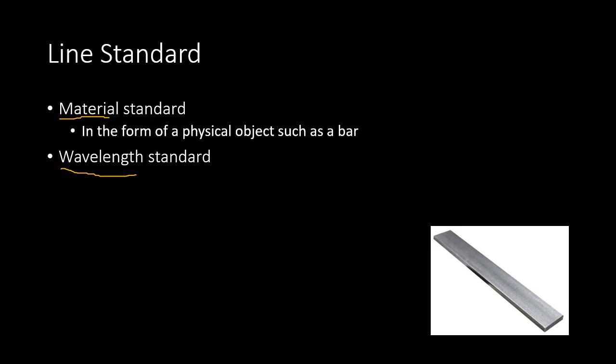In line standard, there are two categories: material standard and wavelength standard. Material standard means that a physical object is used on which two lines are engraved. So material standard is a physical standard and wavelength standard is a non-physical standard. The material standard is generally in the form of a physical object such as a bar.